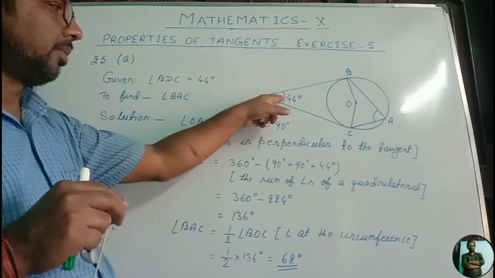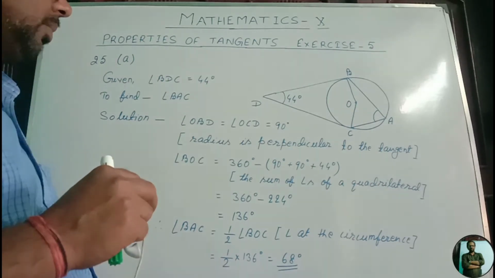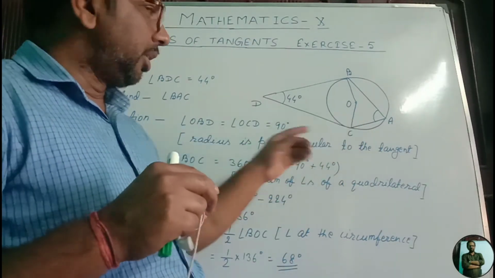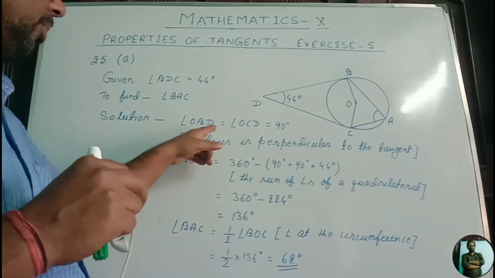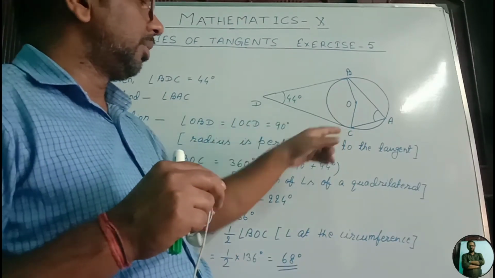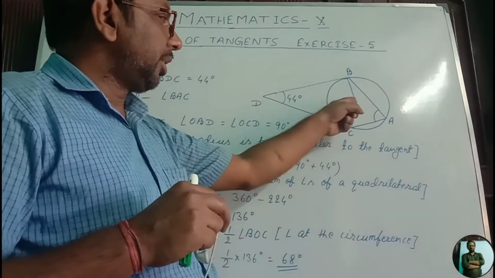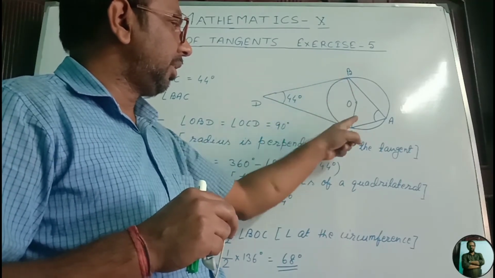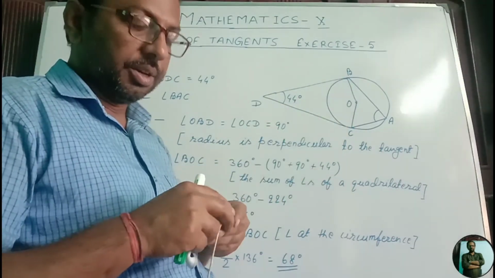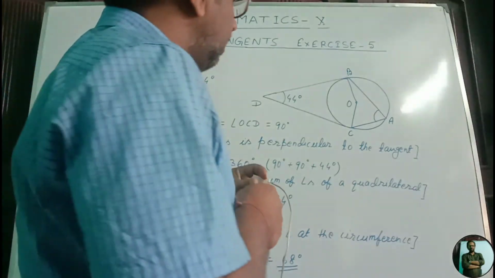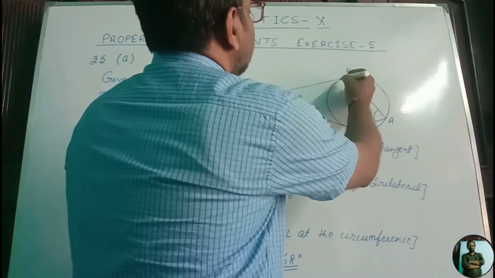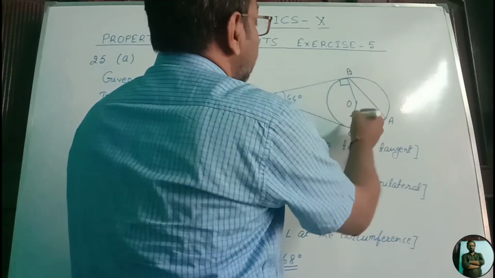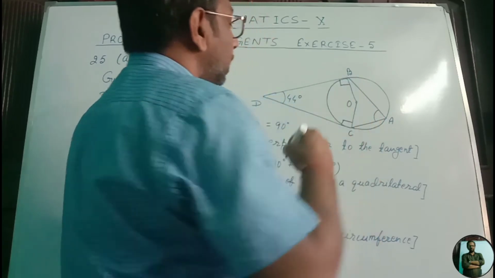So I wrote the given information. BDC is equal to 44 degree. How will we get angle BAC? Let us see. Angle OBD equal to angle OCD equal to 90 degree, because radius is perpendicular to the tangent, therefore this angle is 90 degree and this angle is also 90 degree. We should give the symbol of 90 degree because radius is perpendicular to the tangent.